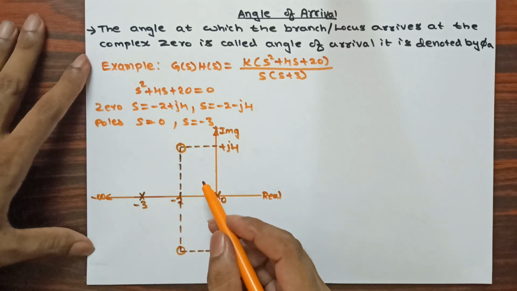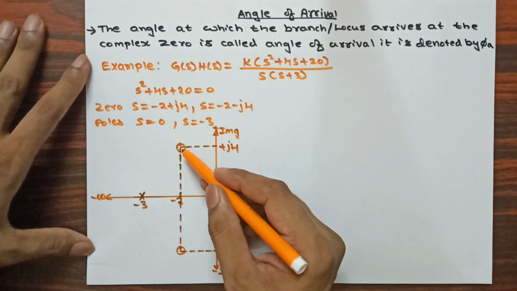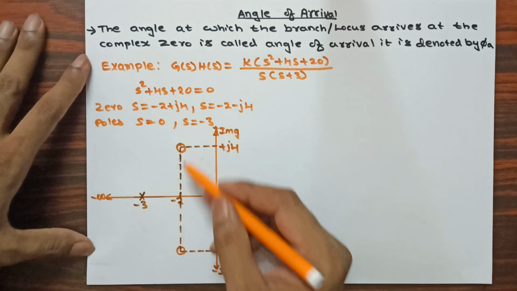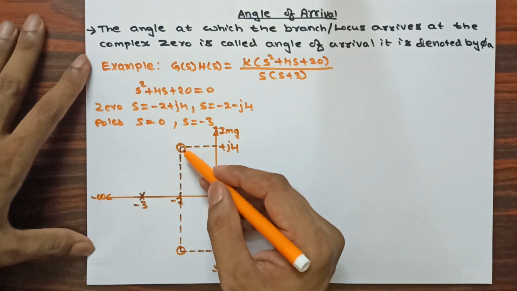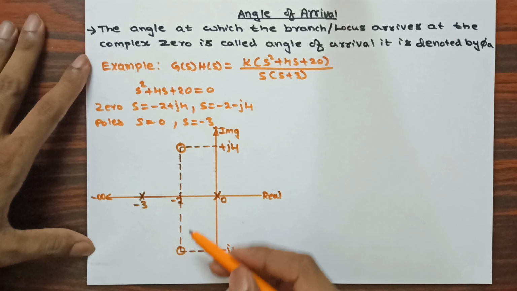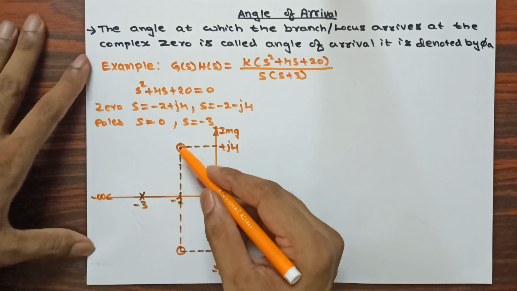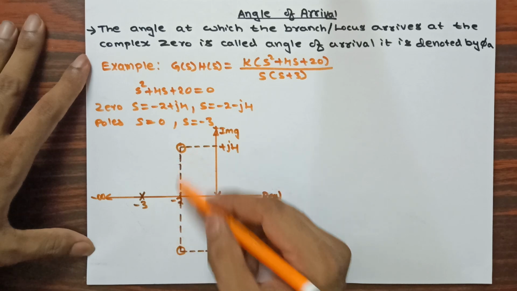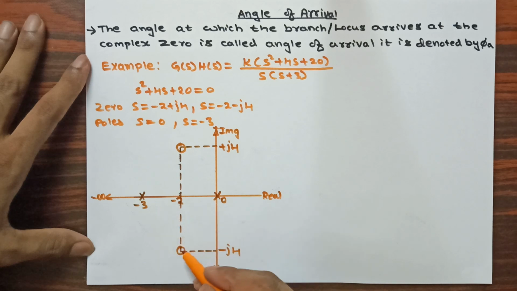Now to calculate the angle of arrival, we are going to consider either this point or this point. Any one point we are going to consider. The value I get at this point, the same value I will get at the other point with the opposite sign. So the procedure to calculate the angle of arrival is, we are going to join all the roots towards this point, or we are going to join all the roots towards the other point. Any one point we are going to consider.